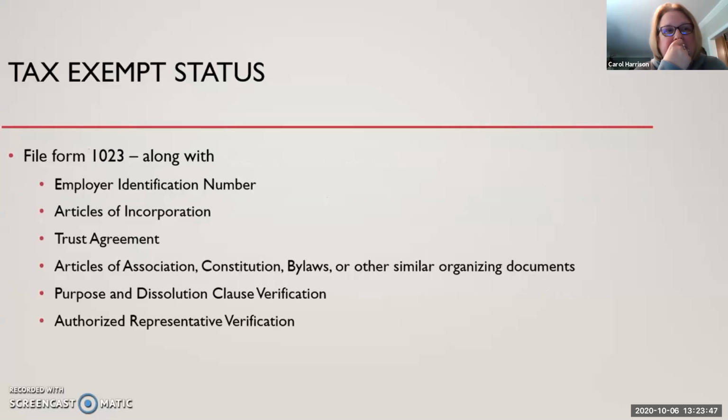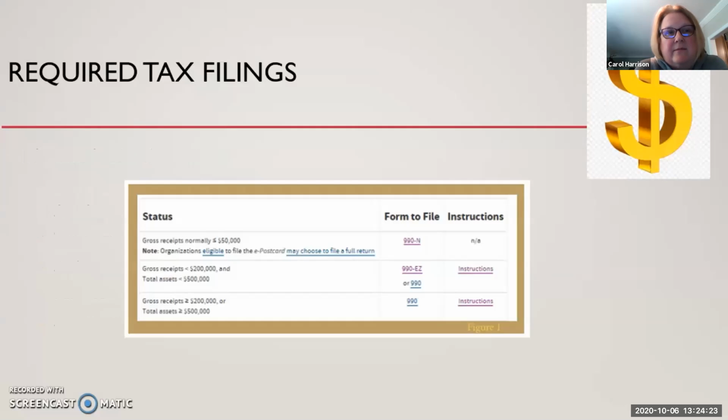When you start the process, besides reading all the important information, you're going to file Form 1023. There is a fillable PDF that you can get online that's extremely helpful. Along with completing the Form 1023, there's additional information you must submit with the form: your employer identification number, articles of incorporation, trust agreement, your articles of association, constitution, bylaws, or other similar organizational documents, your purpose and dissolution clause verification, and authorized representation verification. All these things, I'm sure your organization has.